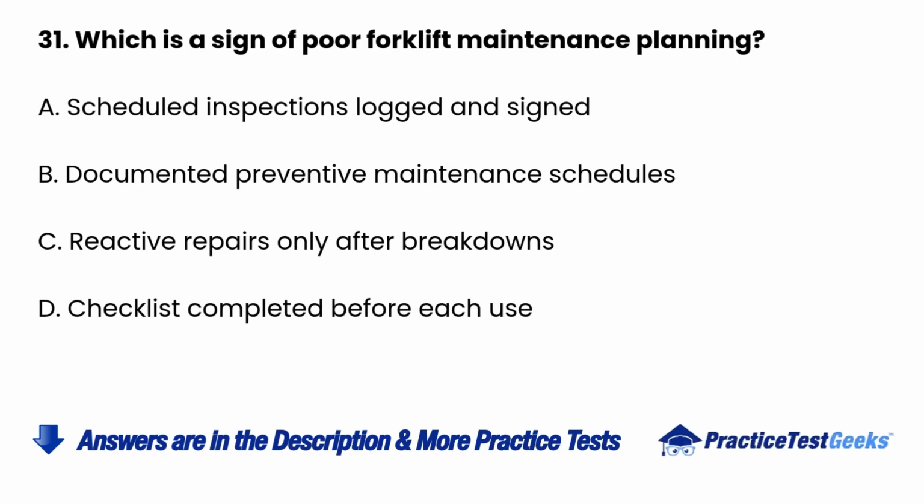31. Which is a sign of poor forklift maintenance planning? A. Scheduled inspections logged and signed. B. Documented preventive maintenance schedules. C. Reactive repairs only after breakdowns. D. Checklist completed before each use.